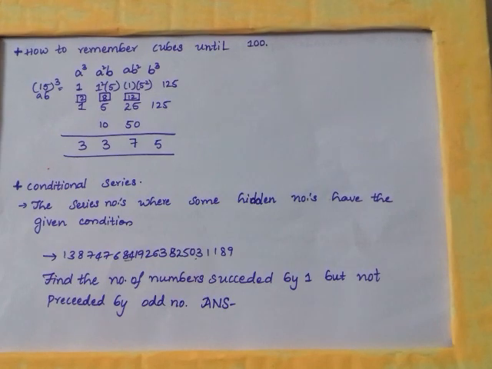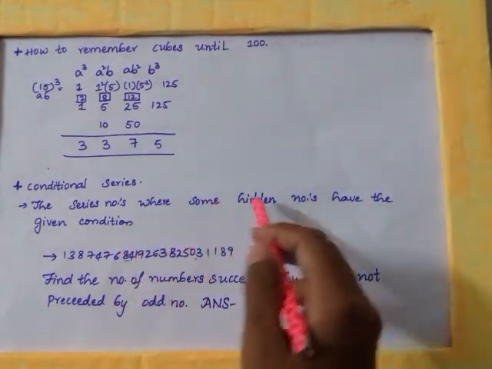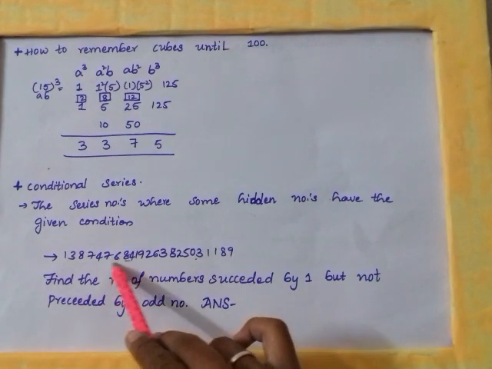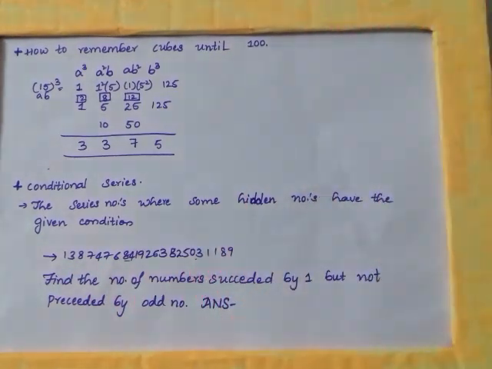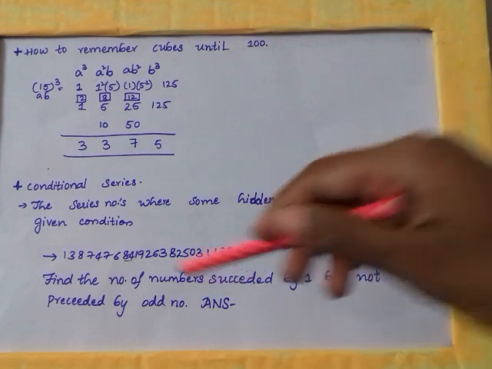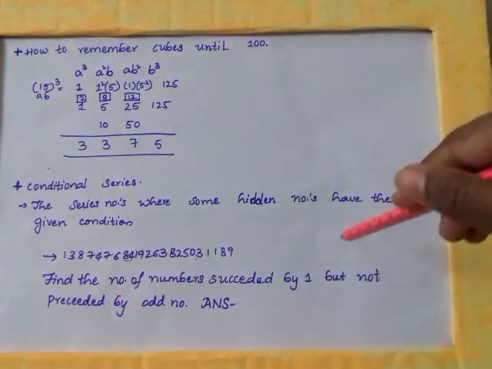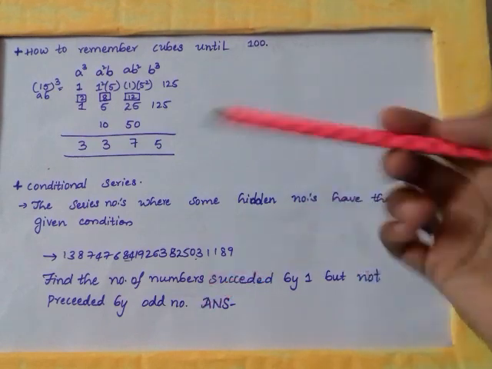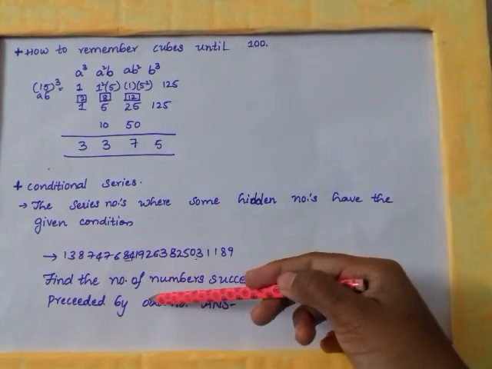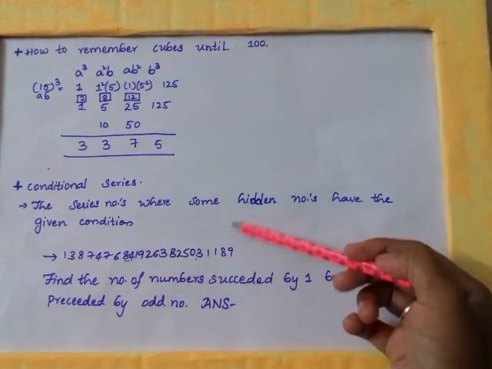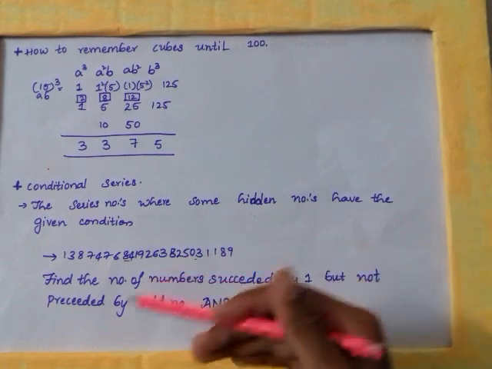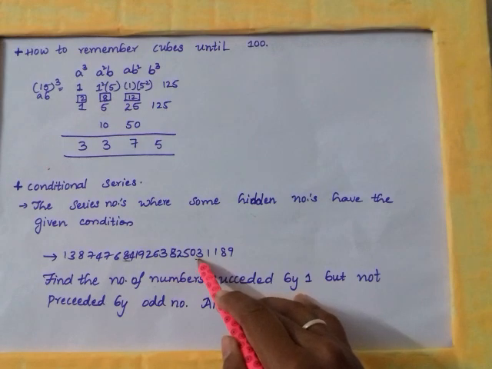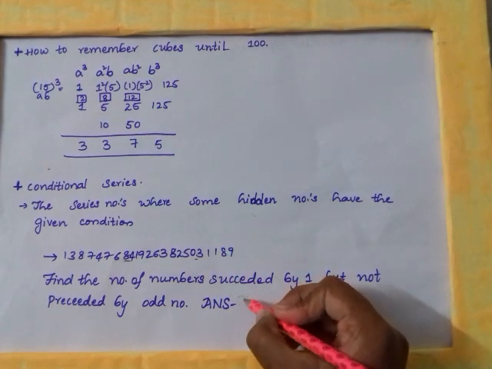Next, the conditional series, the series where some hidden numbers have a given condition. Here there will be a series of numbers where we need to find the count of numbers which are succeeded by 1 but not preceded by odd numbers. This is the condition, and we need to find the hidden numbers with this condition. So the answer is 1 here and another here. There are 2 such pairs.